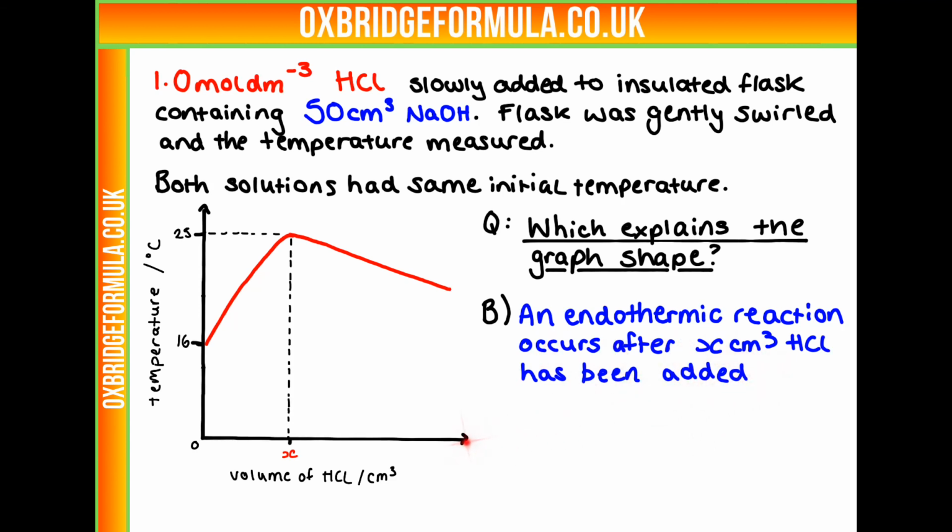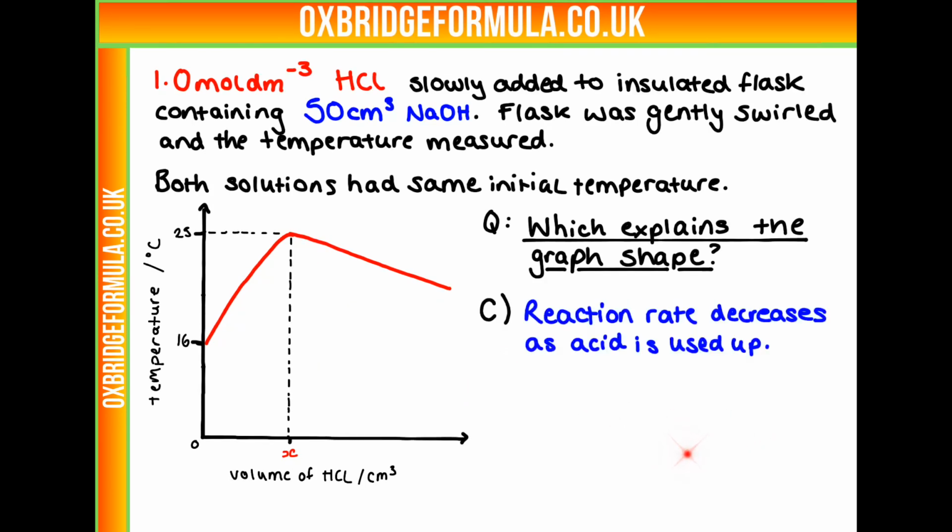Our second reason could be that an endothermic reaction is occurring after the X centimeters cubed of HCl has been added. So after this point, the reason our temperature is decreasing is because it's an endothermic reaction. Now, we've already kind of established that this is the point where all of the sodium hydroxide is used up. So the reaction stops. So there can't be an endothermic reaction happening because there is no reaction happening. So this question is also wrong.